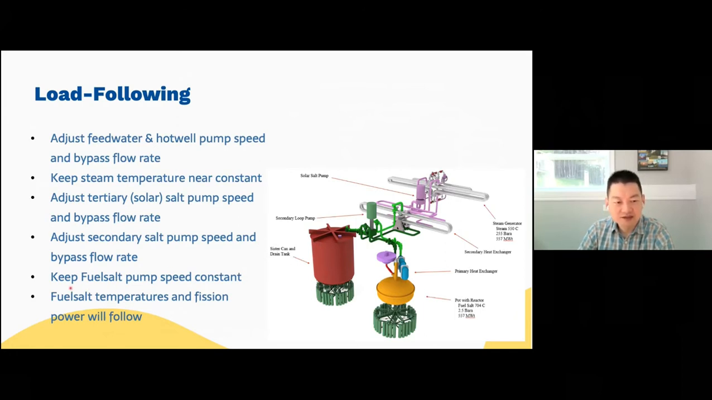And then we keep the fuel salt pump speed constant. So for the primary loop, we don't adjust the flow rate. Instead, we let the fuel salt temperature change. So the fuel salt temperature will match the need from the secondary loop. And because the fuel salt temperature changes, the fission power will follow because of the negative temperature reactivity feedback coefficient.